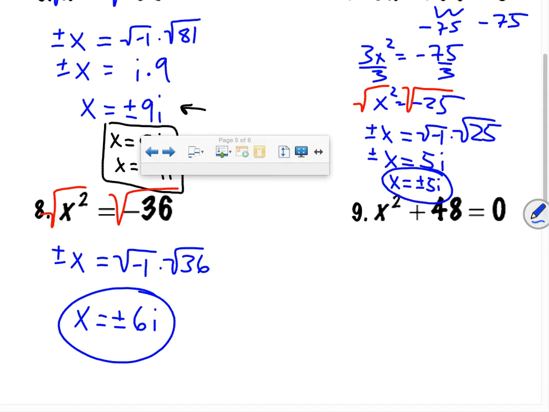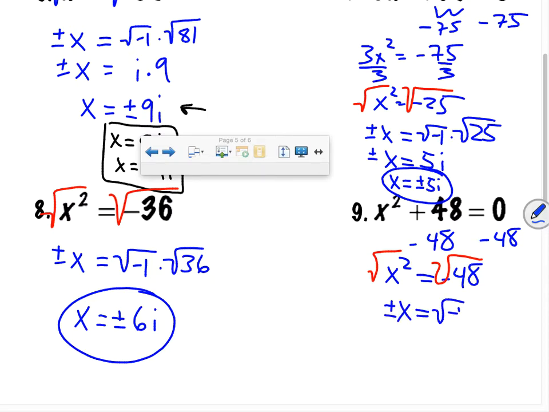Number 9 has a situation that's more akin to number 7, meaning we need to do a little work to get x squared by itself. So we're going to subtract 48 from both sides. And we have x squared equals -48. Take the square root of both sides. So you're going to have plus or minus x equals the square root of -1 times the square root of 48.